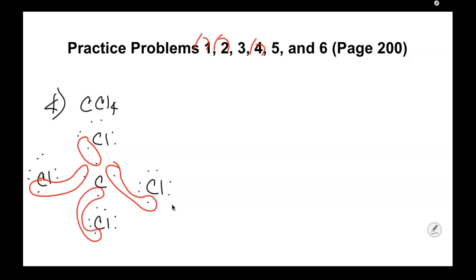Then the next thing I do is I'm going to take those red circlings of 2 and put them in between. Those are my shared pairs. I'm going to neaten that up a little. But then we also have to remember that there are some unshared pairs. I think each chlorine has 3 unshared pairs.